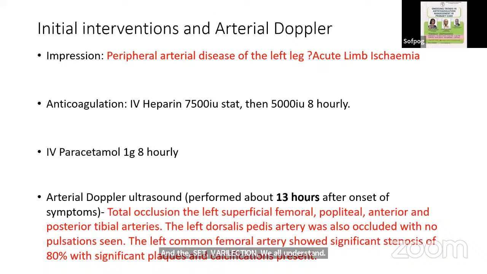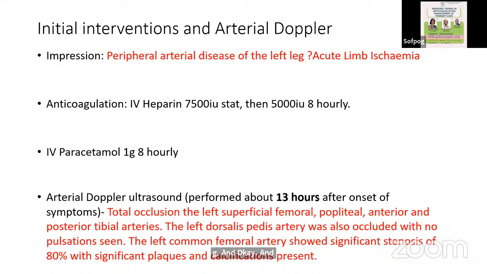So at that point, an impression of peripheral arterial disease and query acute limb ischemia was made. The patient was started on IV anticoagulation with unfractionated heparin, 7,500 international units stat, and then to continue with 5,000 international units 8 hourly, and analgesia with IV paracetamol 1 gram was also started. An arterial Doppler ultrasound was requested, and by the time the Doppler ultrasound was done, the patient's symptoms had lasted 13 hours, which is another long delay.